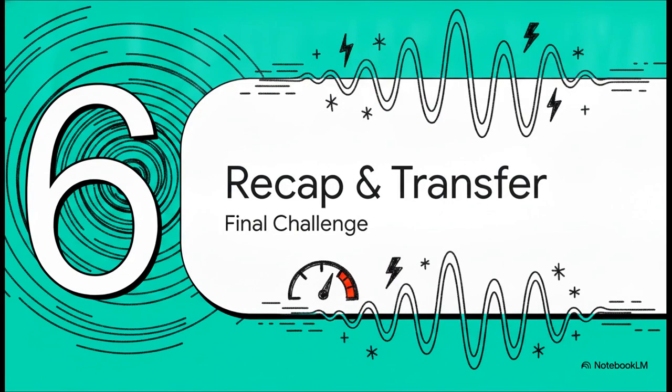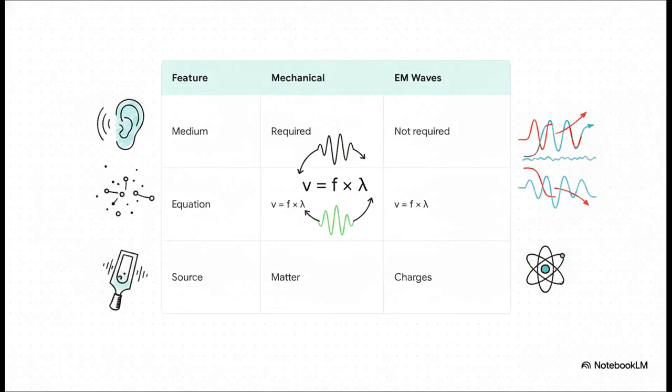And finally, Section 6, Recap and Transfer Question. Okay, let's lock in everything we've talked about today. We have covered a ton of ground, from physical vibrations to the literal speed of light. Notice how both types of waves actually share the same underlying mathematical rules, even though they interact with the universe in completely different ways. Mechanical waves, like sound, desperately need a physical medium because they're born from vibrating matter.